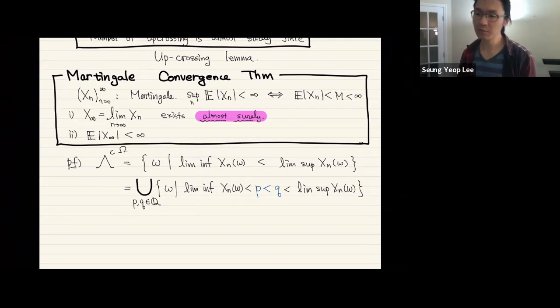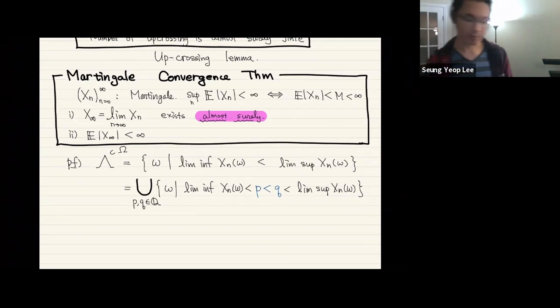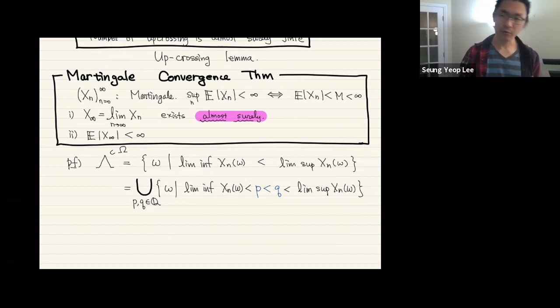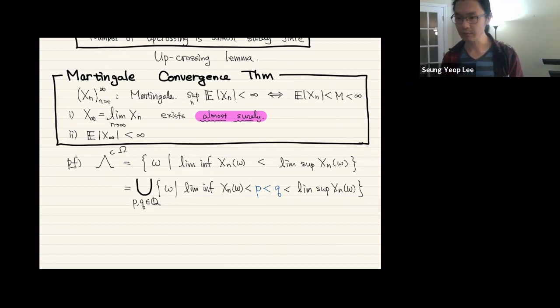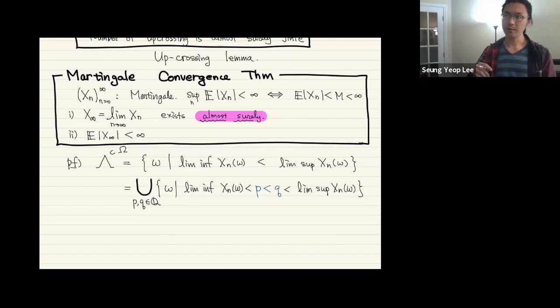there are only countably many of them. And therefore this union becomes a countable union, and in all of probability theory, you can add probabilities only for a countable union.